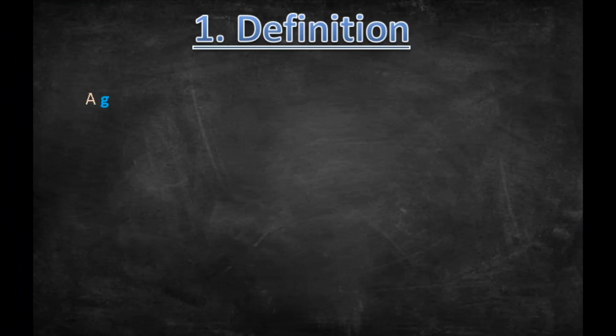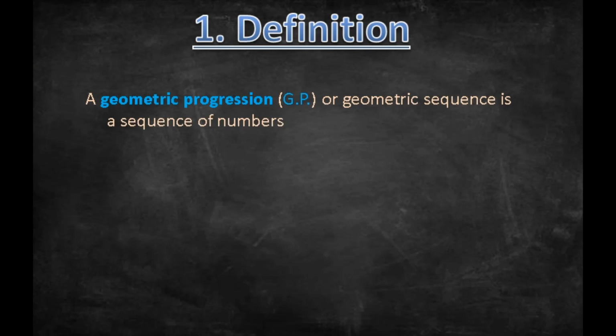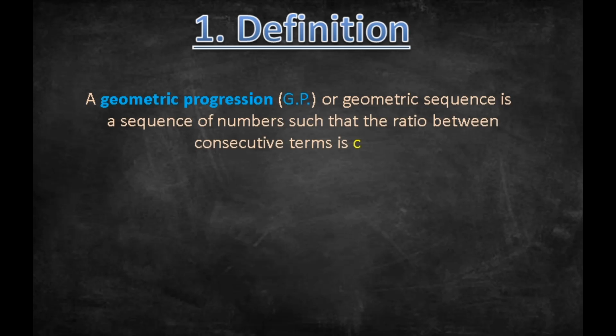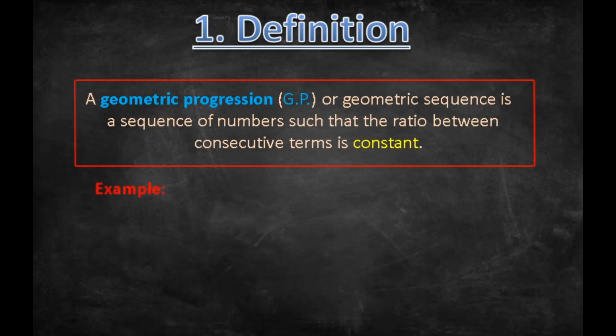A geometric progression, also known as a GP or geometric sequence, is a sequence of numbers such that the ratio between consecutive terms is constant. Let's take an example. Let's take the sequence of numbers 1, 3, 9, etc. We multiply by 3 each time to get to the next term in the sequence, so the common ratio is equal to 3. Let's take a second example.